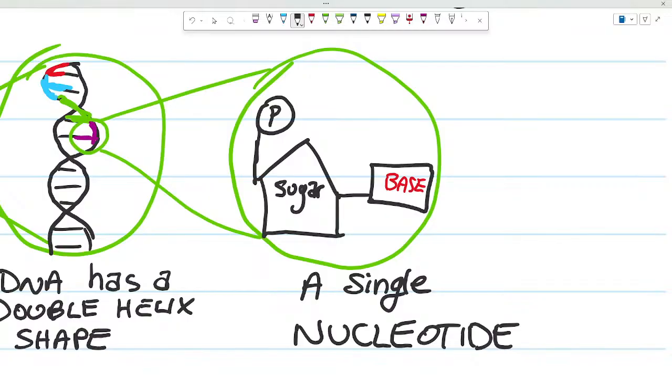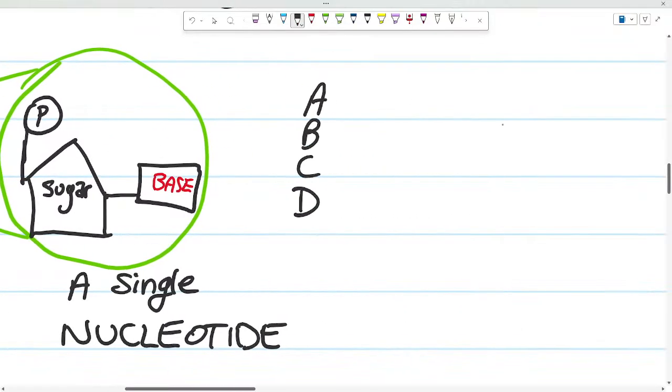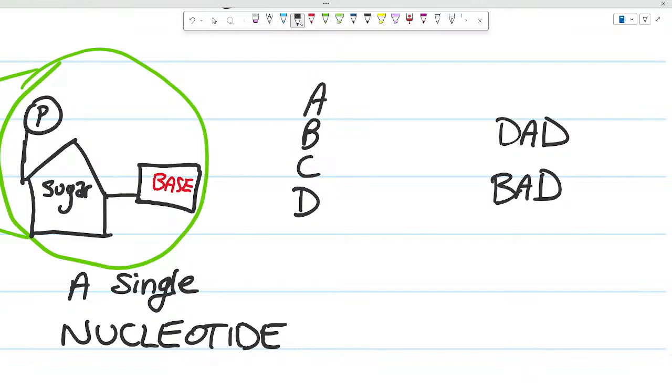Because just like having an A, a B, a C, and a D lets you write such amazing words as dad. Oh, look, it's my dad. Bad. Oh, no, my dad is bad. Cad. The reason he's bad is that he's a cad. I want to get away from him, so I'm going to call a cab.